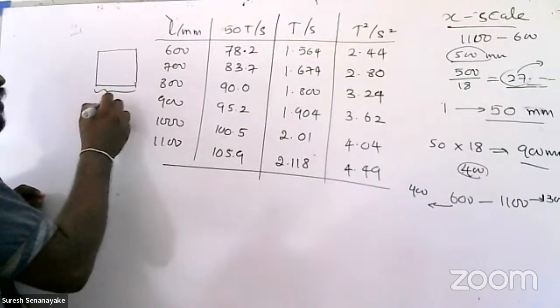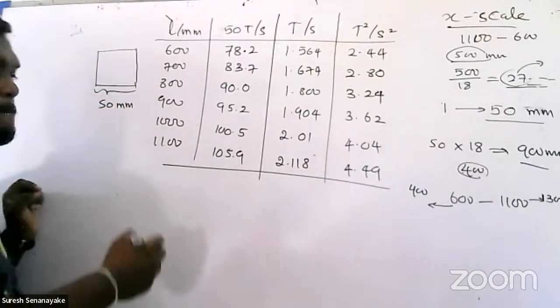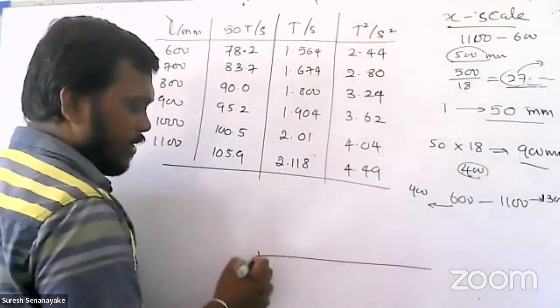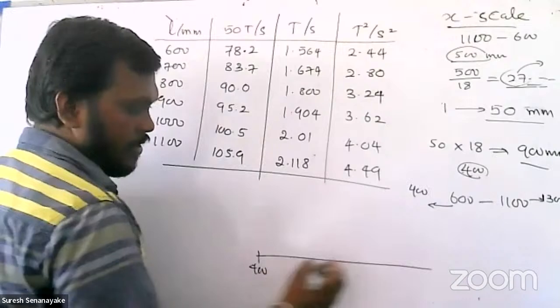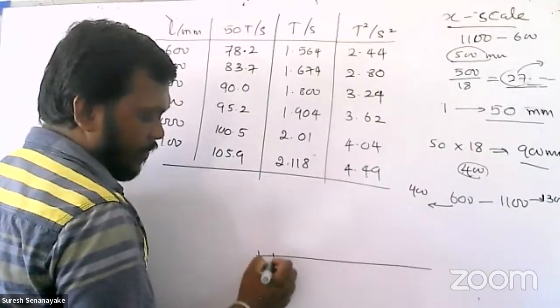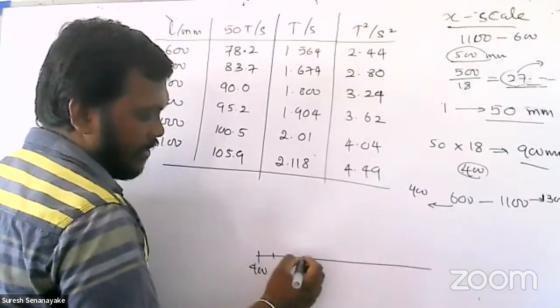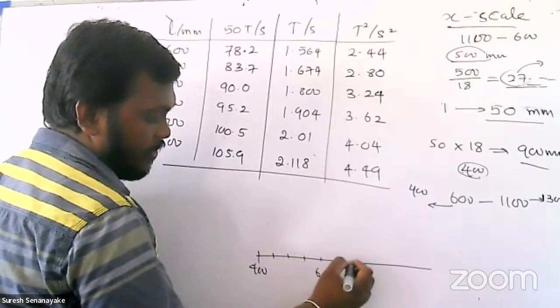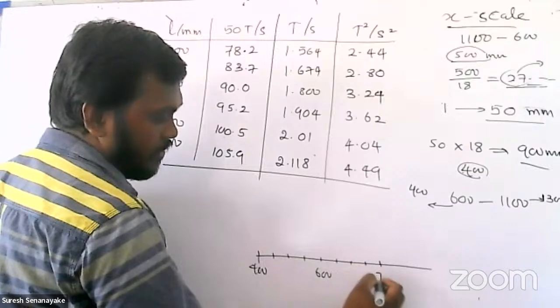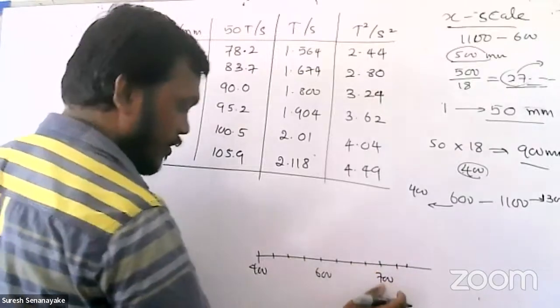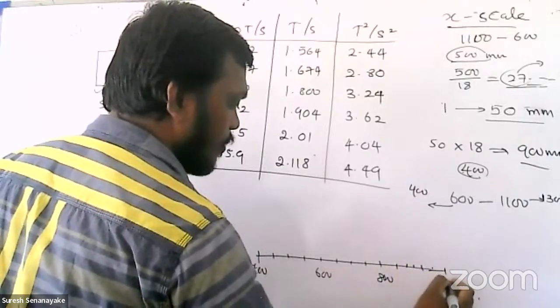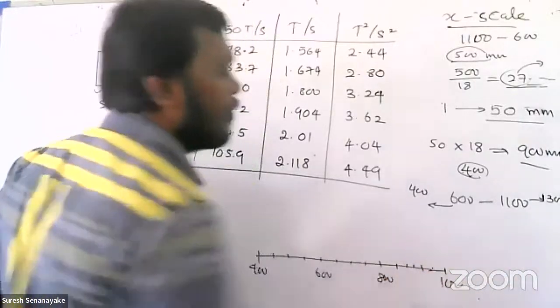1 square equals 50 millimeters. Here you need to know that in the x-axis you mark starting from 400, and then one square is 50, the second one is 500, then 550 and 600. Like that you need to mark it: 1, 2, 3, 4, then 700, 1, 2, 800, and then 1, 2, 3, 4, 1000. Likewise, you need to mark it up to the end.